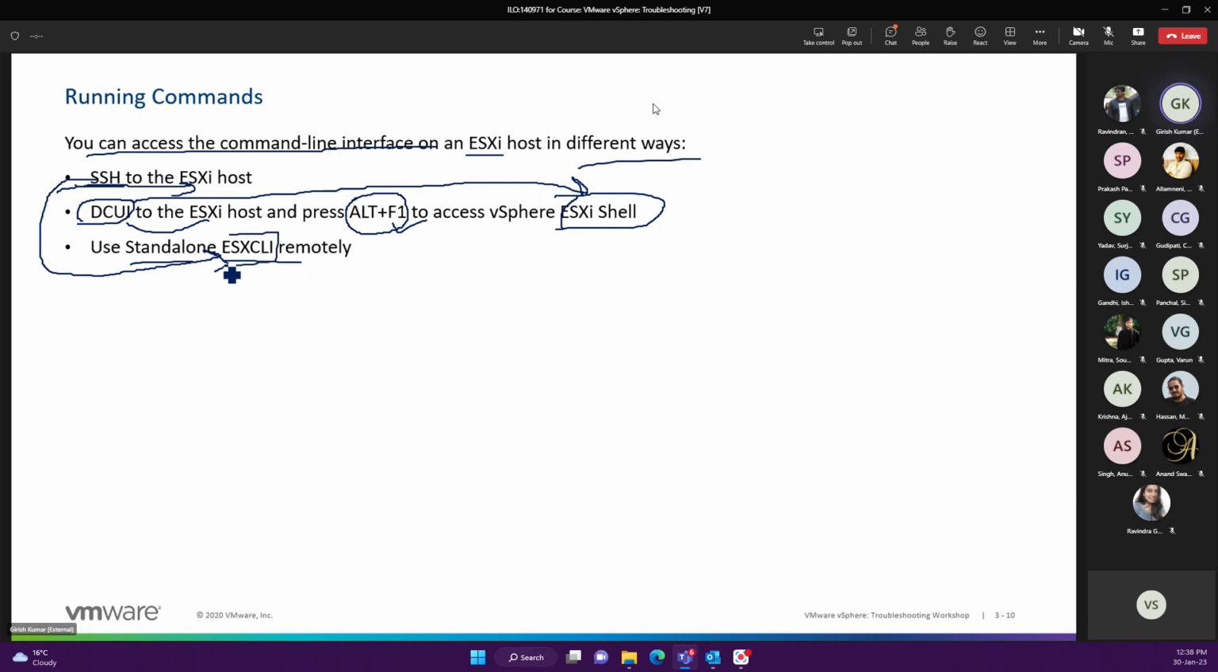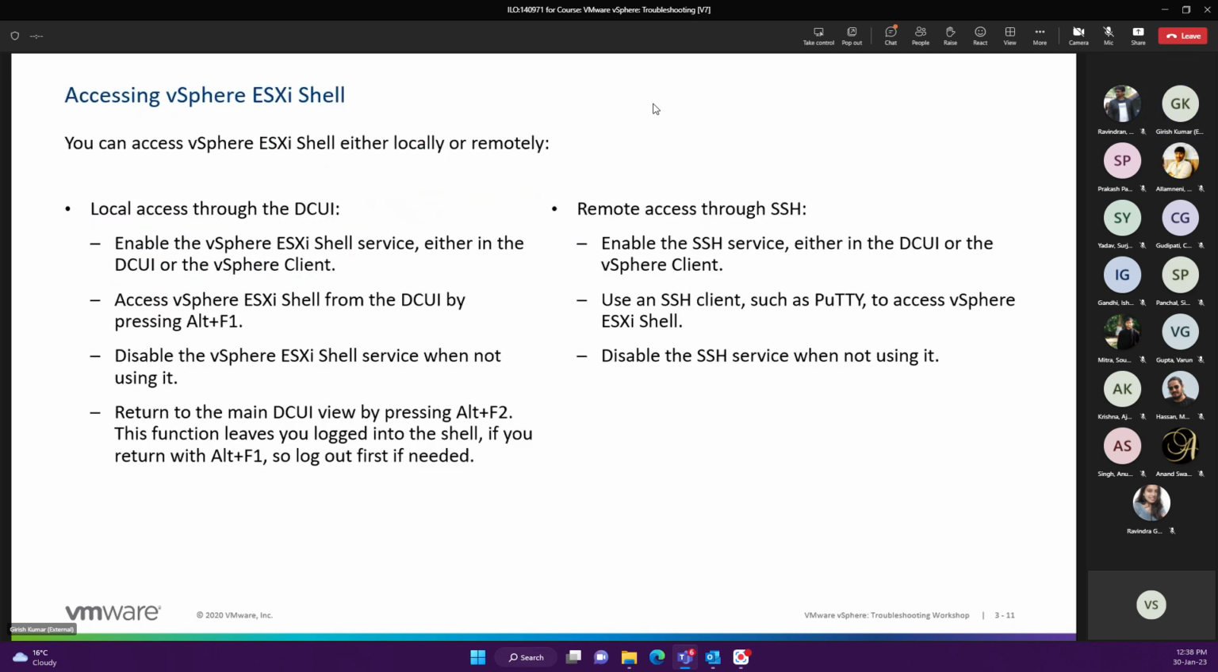We are going to see an example of ESXCLI. Accessing the vSphere ESXi shell is just like a local command line shell of the ESXi host. If you want to use it, first we need to enable it on the DCUI. First you need to access the physical console of the ESXi, which is called the DCUI, enable the ESXi shell service, and then you can access the ESXi shell from the DCUI. You need to hit Alt F1.